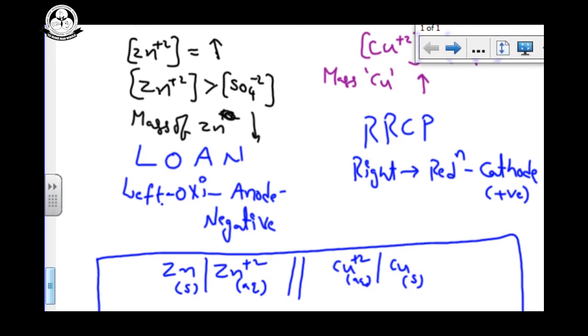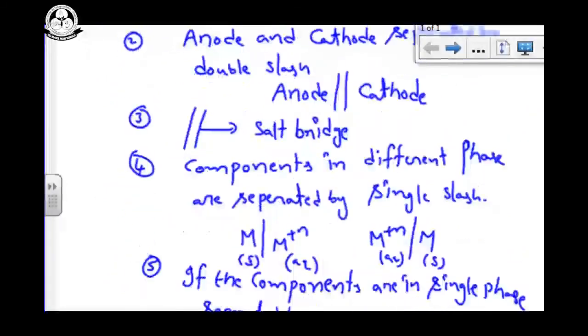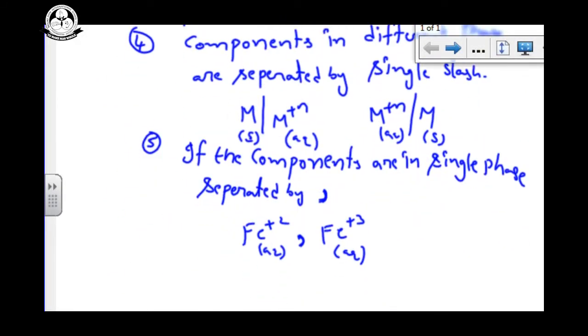Given any two elements, this is how to represent the cell representation. Like this.